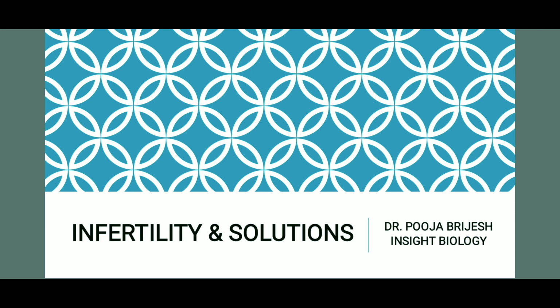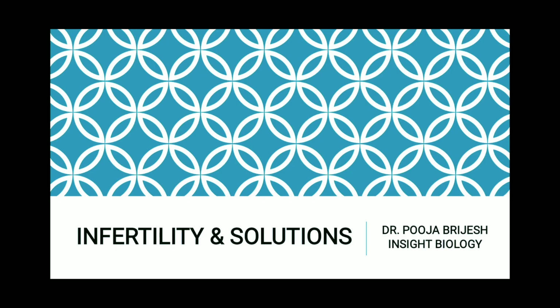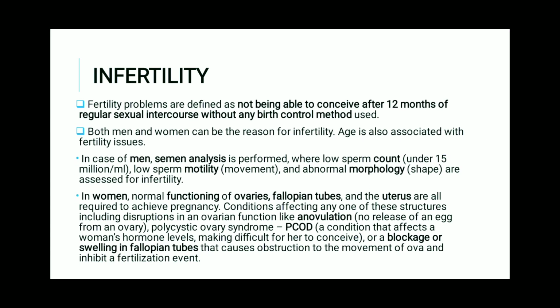Now, across the globe, you will notice nearly 8 to 12% of couples experience infertility problems between the ages of 25 and 35. Now, what is this infertility? Fertility problems are defined as not being able to conceive after 12 months of regular sexual intercourse without any birth control methods. Thus, biologically, infertility can be defined as impaired fecundity, where the woman has difficulty in getting pregnant.